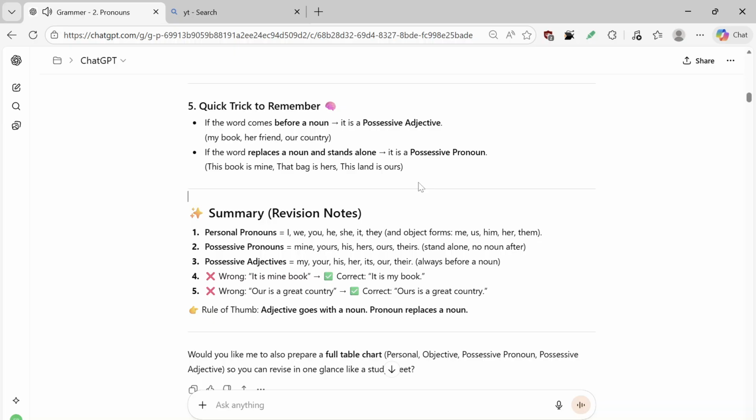4. Wrong: It is mine book. Correct: It is my book. 5. Wrong: Our is a great country. Correct: Ours is a great country. Rule of thumb: adjective goes with a noun. Pronoun replaces a noun.